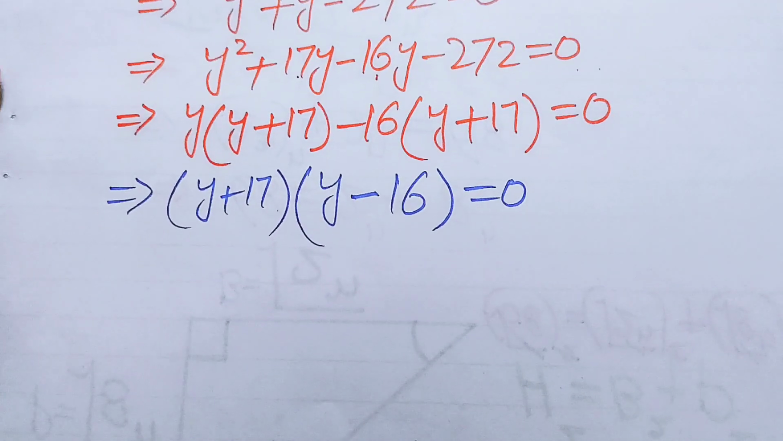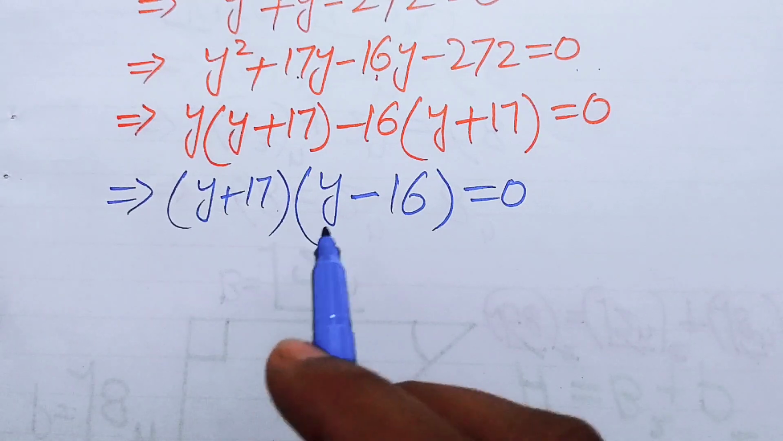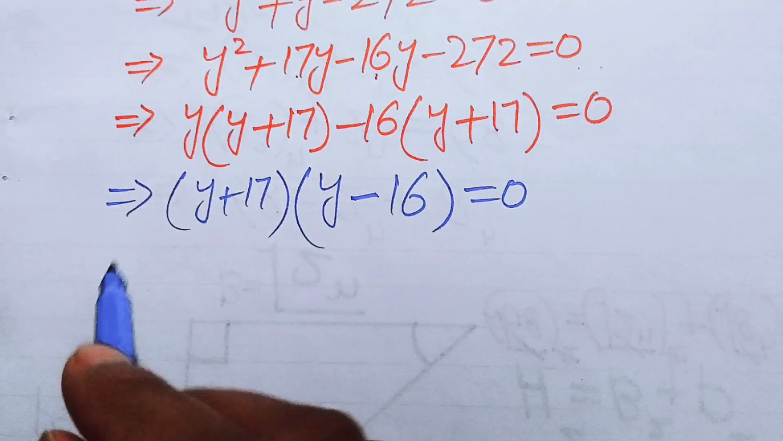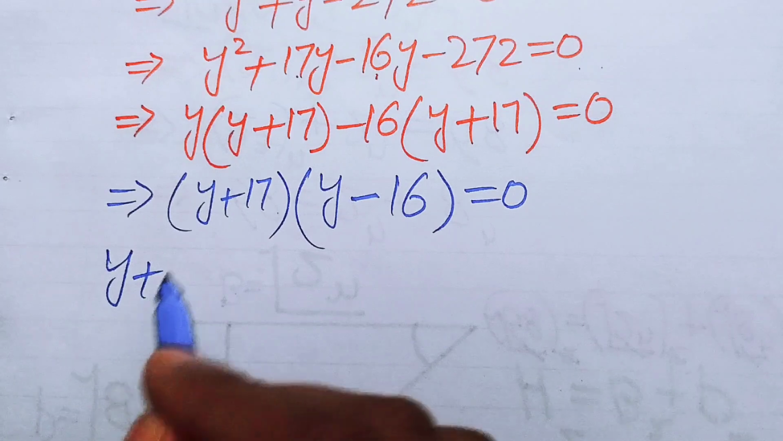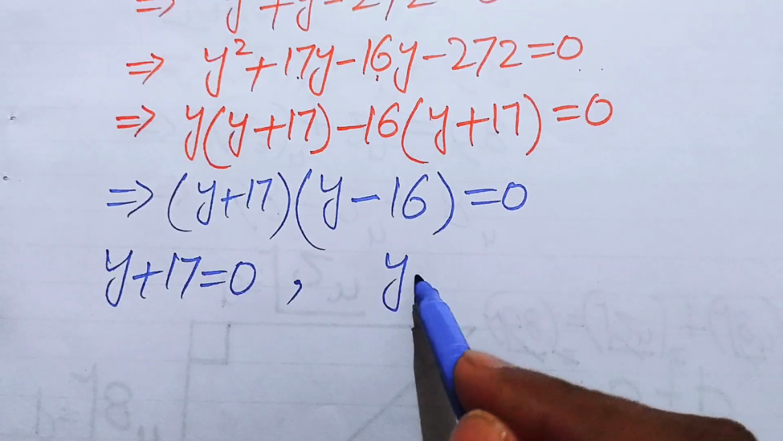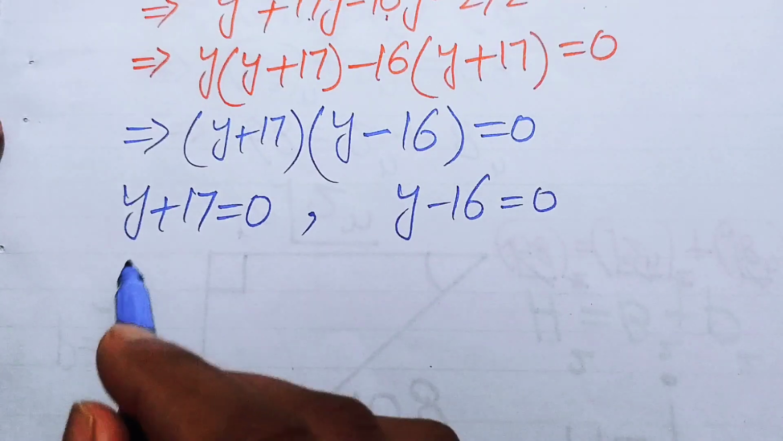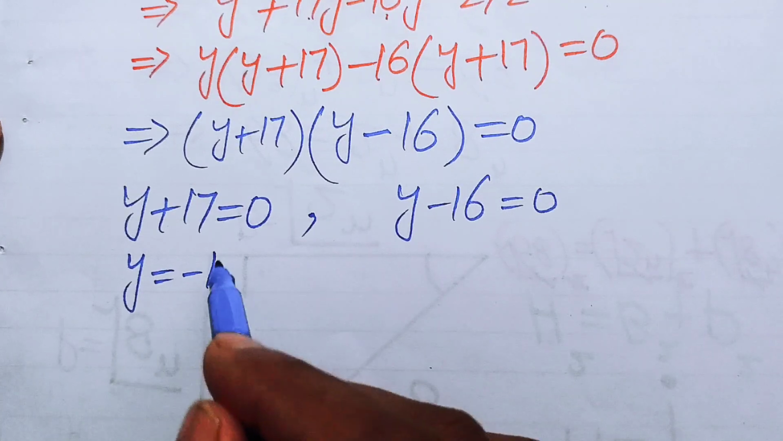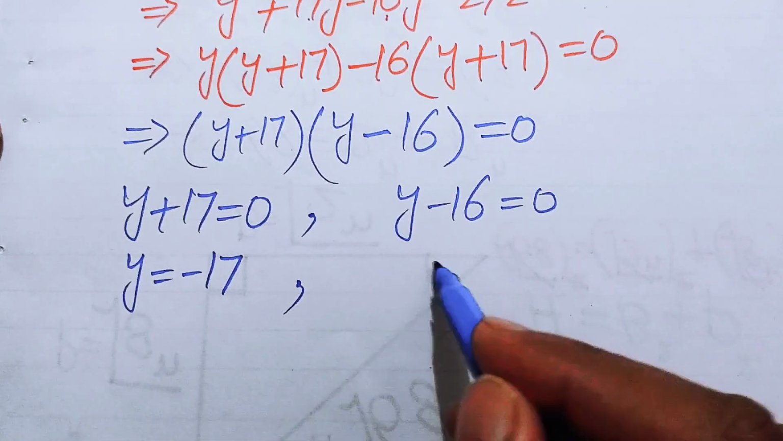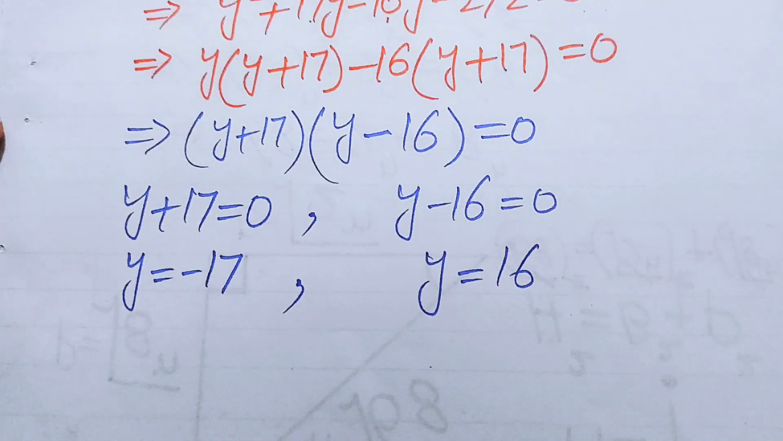So in the next step, we divide this equation into two cases. Our first case is y plus 17 equals 0, and the second case is y minus 16 equals 0. So in the first case, you get the value of y equals minus 17, and in the second case you get the value of y equals 16.